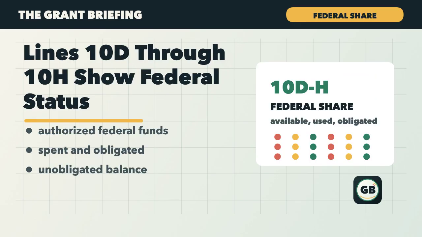The next block is not just cash. It asks for total federal funds authorized, the federal share of expenditures, the federal share of obligations that have not been paid yet, total federal share, and the unobligated federal balance. In plain English, it asks how much federal money is available, used, promised, and still unused.